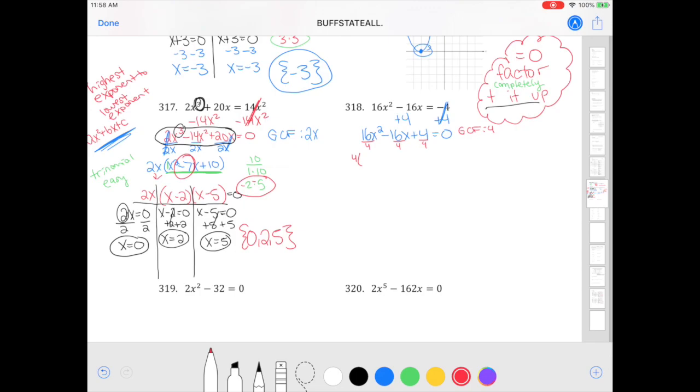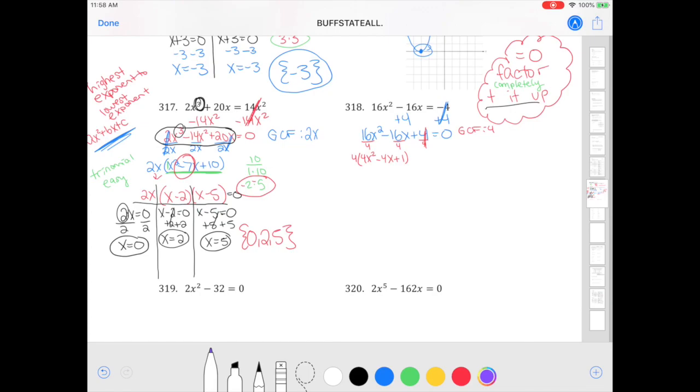Okay, 16 divided by 4 is a 4. The x squared comes down. Negative 16 divided by 4 is a minus 4, and the x comes down. And then 4's cancel, but you have to replace it with a 1. Or just think of it as 4 divided by 4 is 1. And I'm going to leave that equals 0 off until the end. Now I've done GCF. I did a great job.